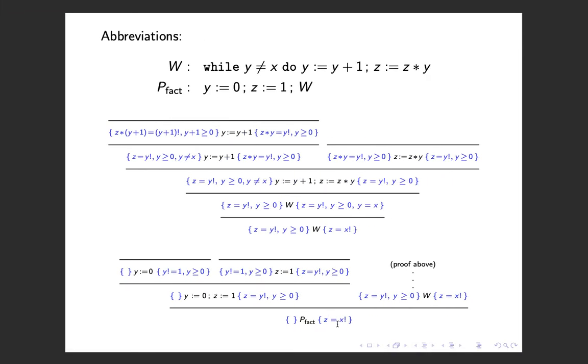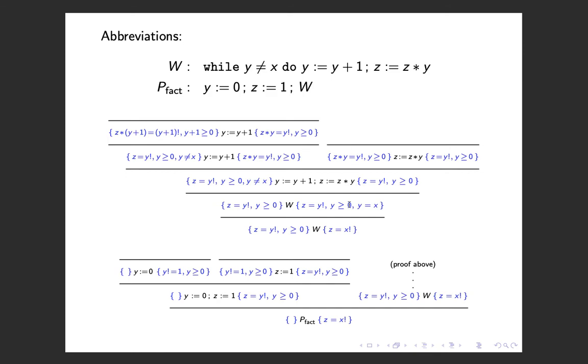in the notes. So here it is written out. The thing about these proofs is they're rather complicated. So this is the proof here of the whole triple that we wanted, that assuming nothing, if we execute the p factorial program, then z is x factorial. The left hand branch is because we've got some assignments and then a sequence with w. The right hand branch is basically the proof we've just done in the notes.